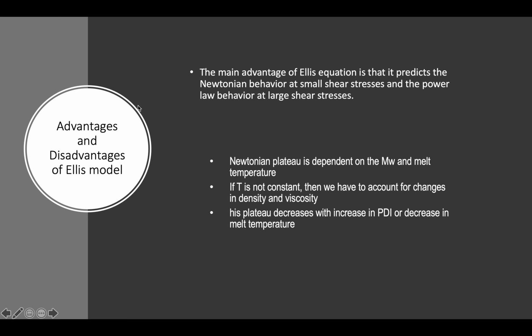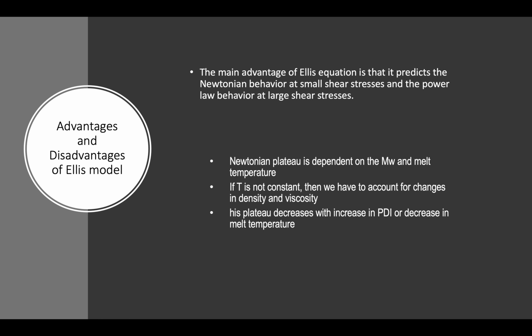Now, the advantages and disadvantages of the Ellis model. The biggest advantage, and why we basically use the Ellis equation, is that it predicts Newtonian behavior at small shear stresses and power law behavior at large shear stresses. So there are two parameters. If there's a very small shear stress, which is mostly when we use it, we can predict back to the Newtonian behavior and get a good approximation. The second is the power law behavior if it's large shear.